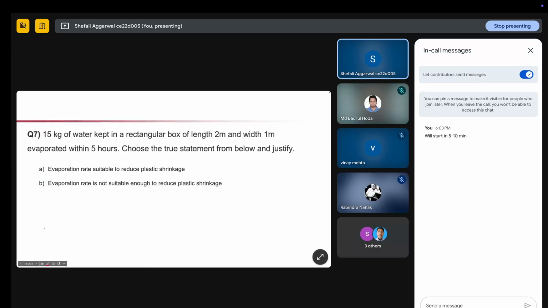Next question is, 15 kg of water kept in a rectangular box of length 2 meter and width 1 meter evaporated within 5 hours. Choose the true statement from below and justify. Evaporation rate is suitable to reduce plastic shrinkage. Evaporation rate is not suitable enough to reduce plastic shrinkage. Any idea?